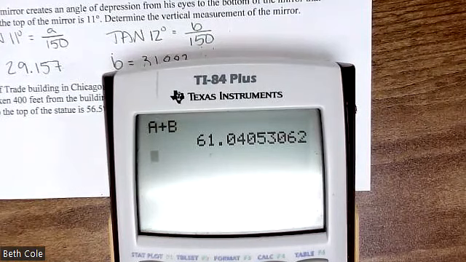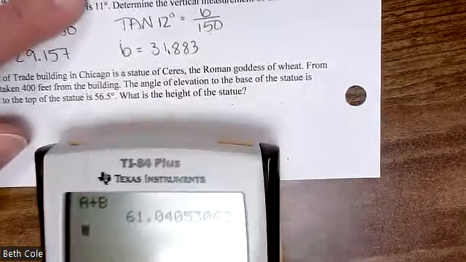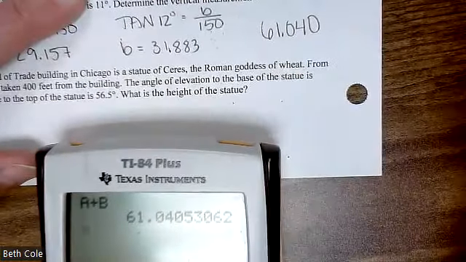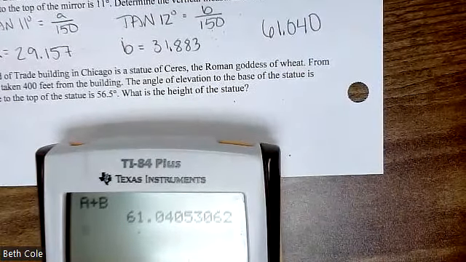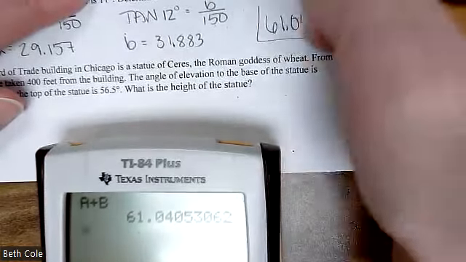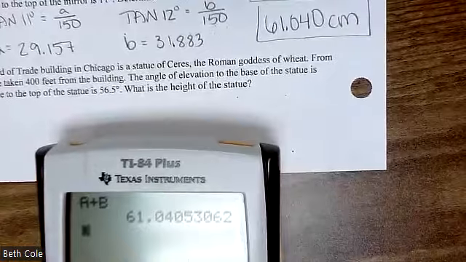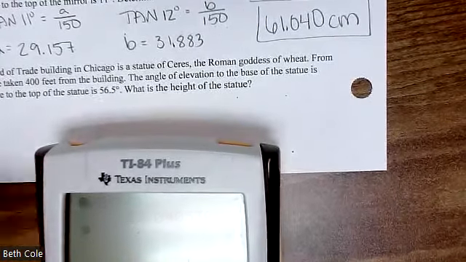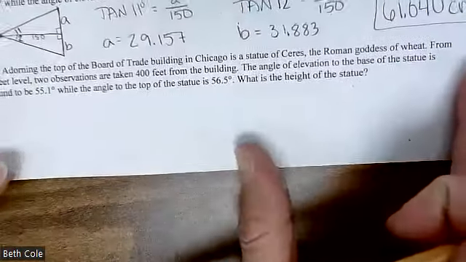Hit down, down, down, down, down, down, all the way to the bottom until you're free of everything, and then just hit the clear button. So I got 61.040. And it wasn't feet. This was a mirror. It's not going to be feet long. What was it? Centimeters? All right, we're going to do one more. We got plenty of time. This one's going to be kind of similar, so you can practice that again.